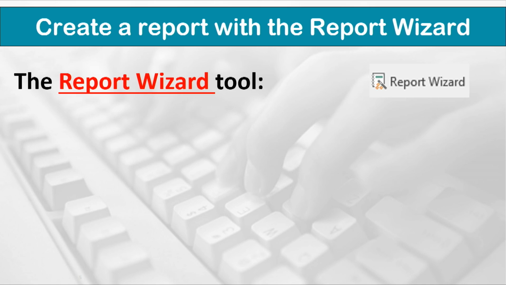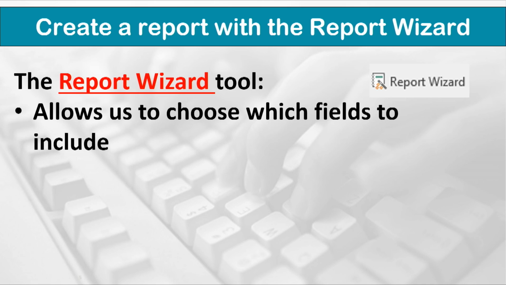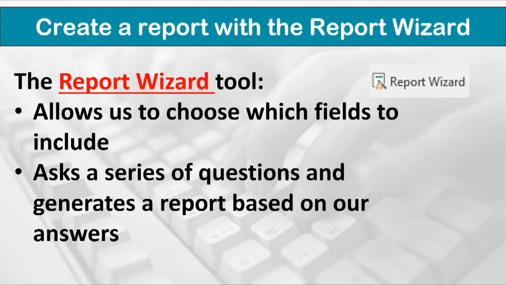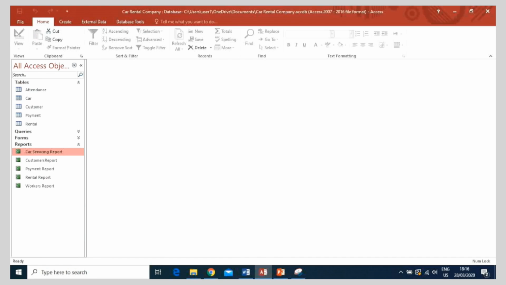Our fourth method of building a report is to use the Report Wizard. This tool allows us to select the fields that we want to see on our report. The Report Wizard guides us through a series of questions and then it generates a report based on the answers that we give. So, let's go ahead and create a report with the Report Wizard.